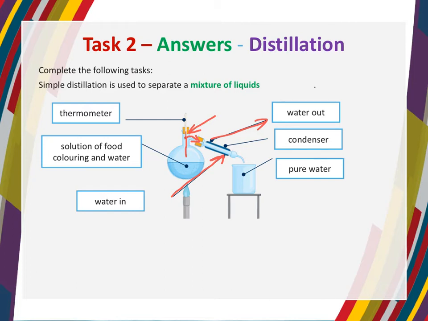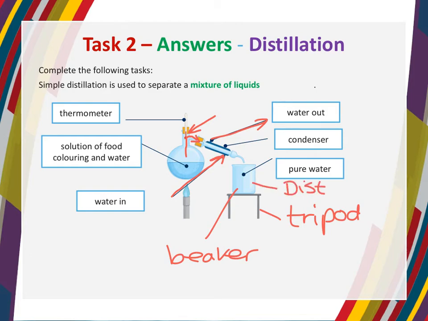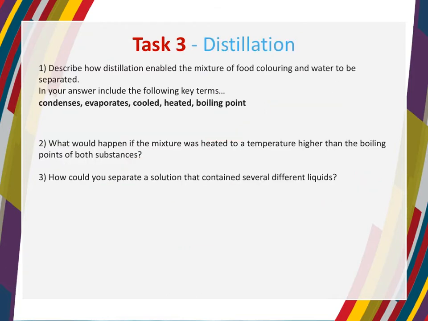Then there's a beaker sat on top of a tripod, so maybe a little bit more information just here we could give. And the pure water is left over at the end. And we actually call that the distillate that comes off. Okay, it's filtrate when we filter, it's distillate when we do distillation.